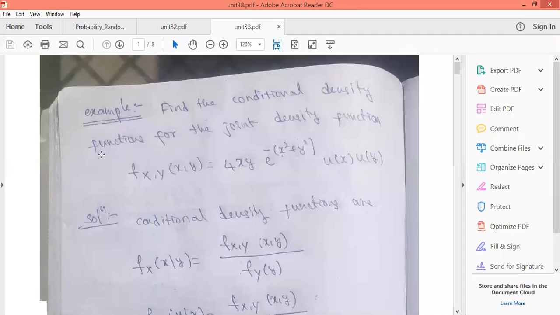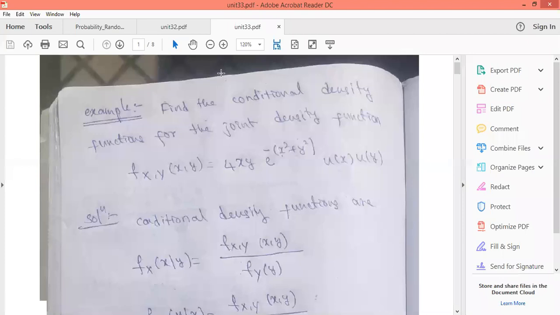So what is given here? The joint density function f_{X,Y}(x,y) is given as 4xy e^{-(x²+y²)} u(x) u(y). This is the joint density function. Now we have to find the conditional density functions.